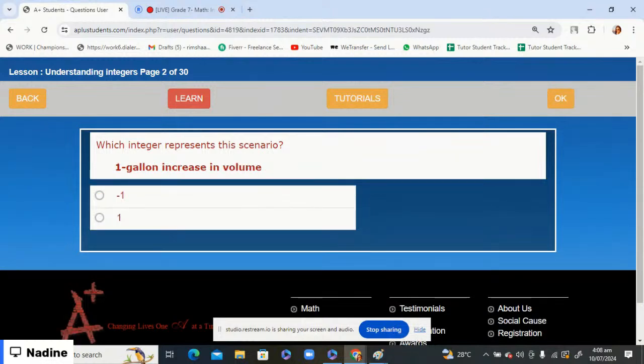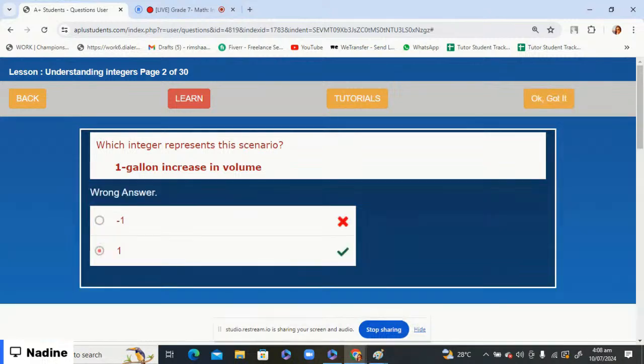So which integers represent the scenario 1 gallon increases in volume? Now look at here, we simply see that it increases. What does it mean? It means that something increases in the volume, so it's minus 1. It's minus 1. Why should I put it? I just said minus 1 and then just by chance clicked on here. Okay, something increases, so it means that it's positive 1.